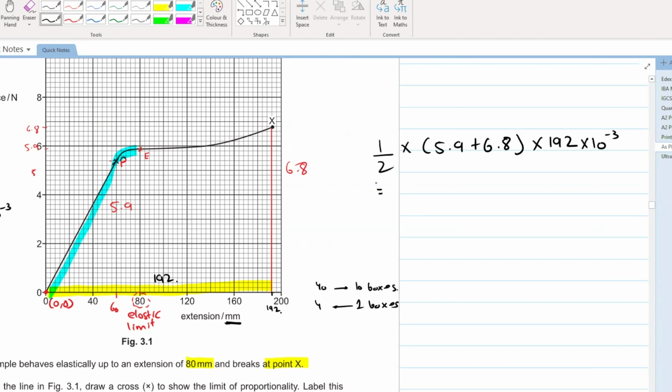Can any genius in the chat tell me the answer to this one? 5.9 plus 6.8 into 192 into 10 raised to the power of minus 3 divided by 2. Yeah, this comes out to be 1.2. This comes out to be 1.2 joules as your answer. Simple as that, nothing complicated.